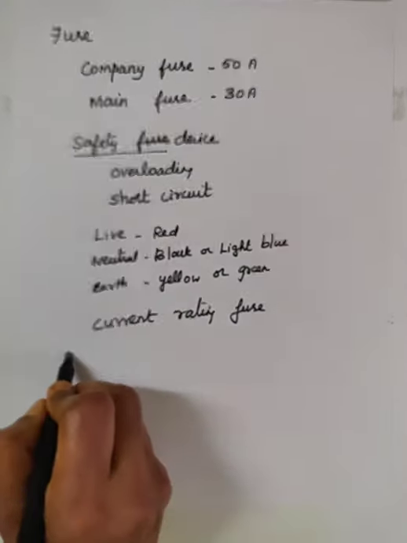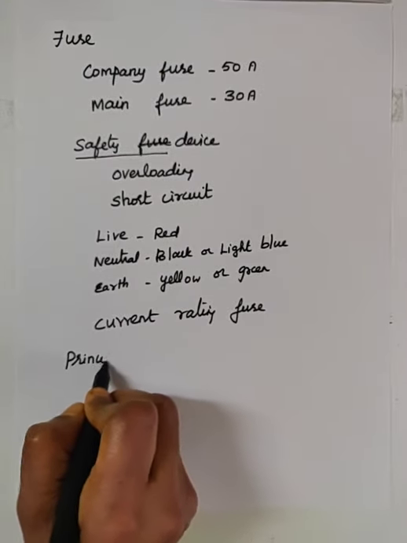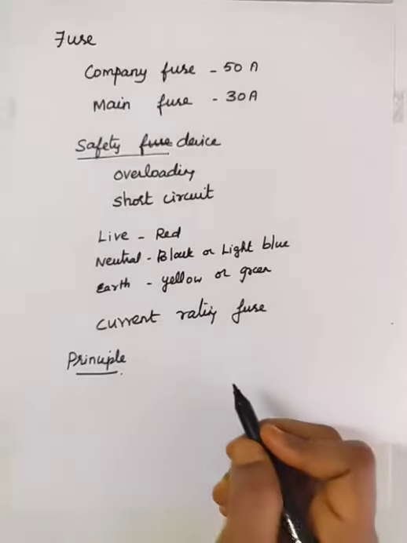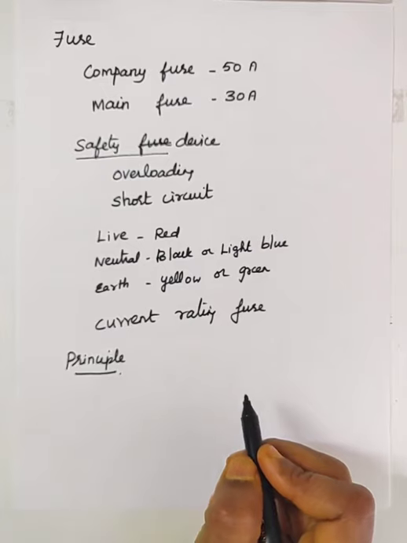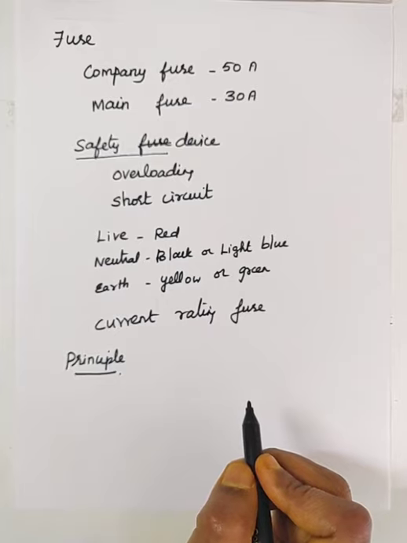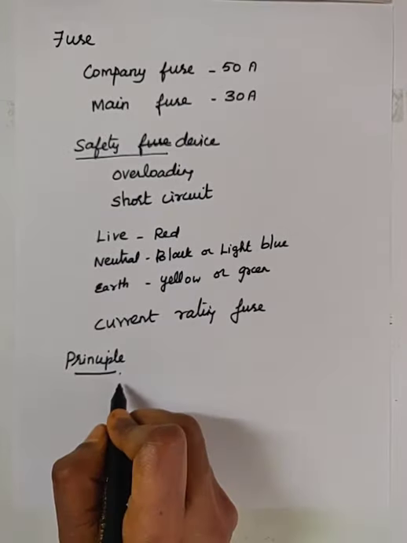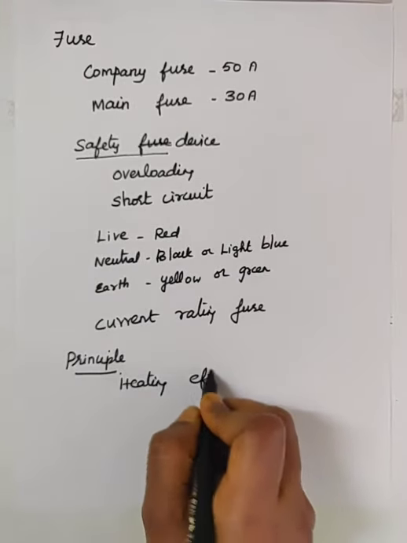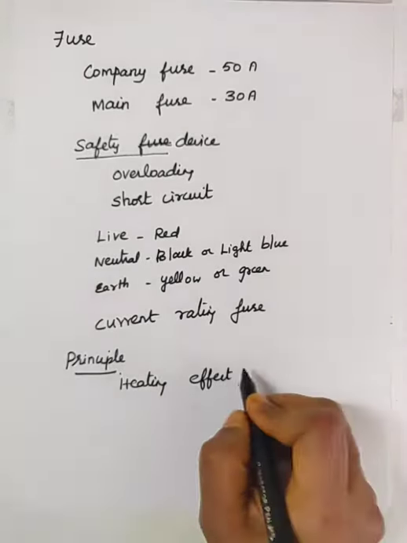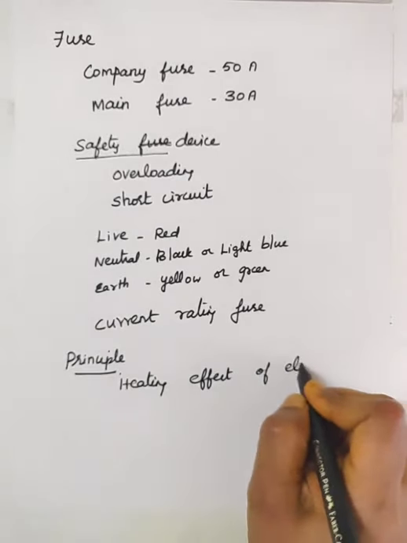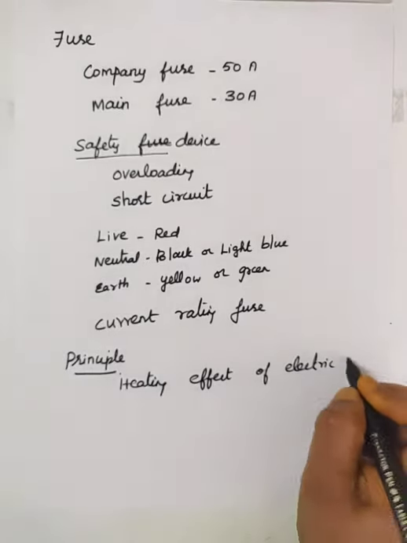Next one, we discuss the principle on which the fuse works. Principle means here we have seen that when the current exceeds the permissible limit, the fuse gets heated up, it reaches the melting point and it melts and breaks the circuit. So it works on the principle of heating effect of electric current. The heat energy is generated by the electric current.